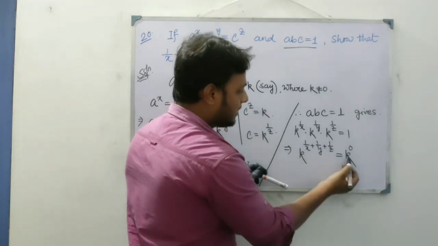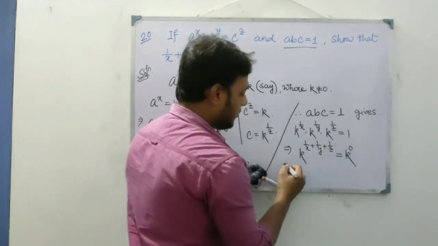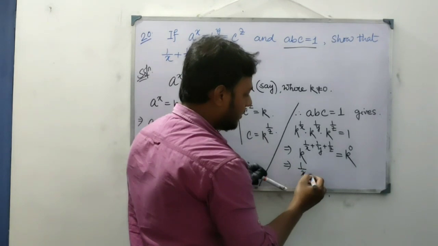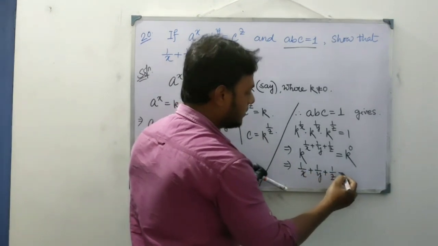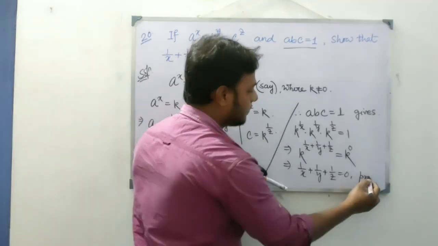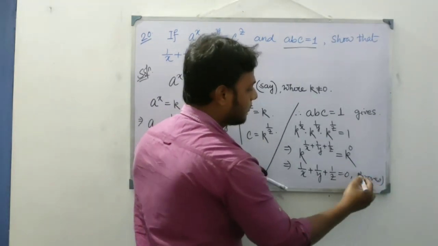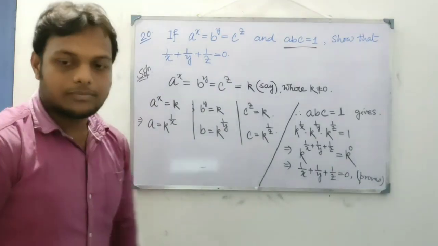So k to the power 0. Now the base is the same, so we can equate the powers. If we equate the powers, we get 1 by x plus 1 by y plus 1 by z equals 0. This completes the proof. Understood?